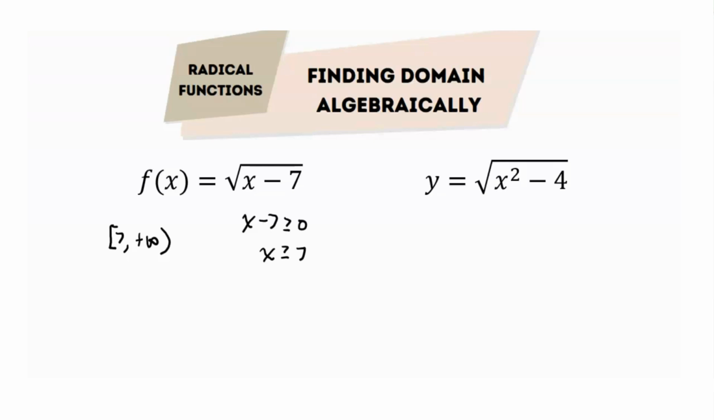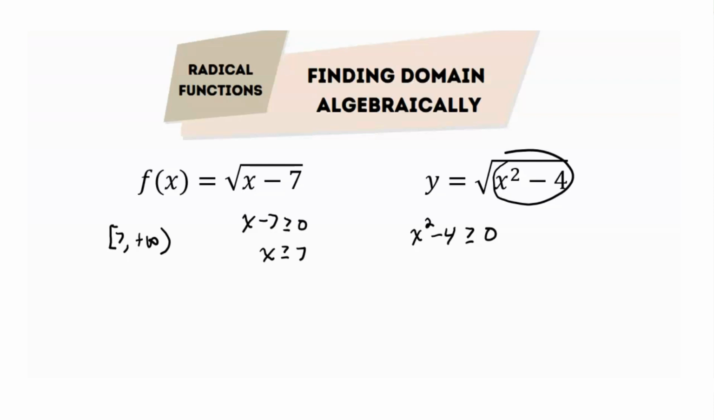All right. Okay, so in the next problem, we have the square root of x squared minus 4. Again, what we want to solve is this inequality: x squared minus 4 has to be greater than or equal to 0.